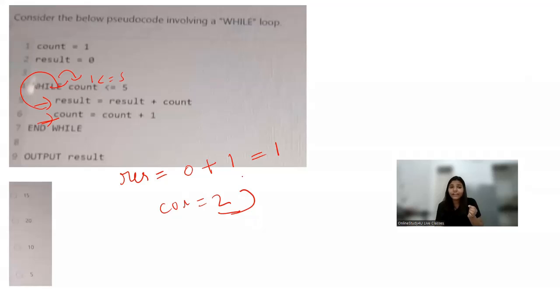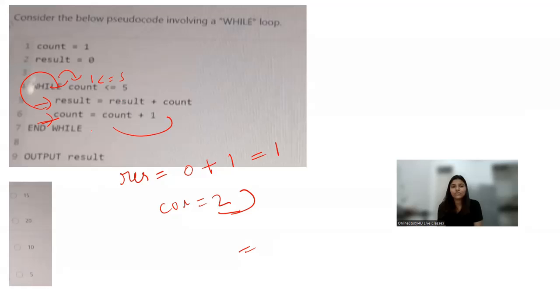That means it will be added into the result value. Again, next time when this count value will be incremented, it will become 3. Then in the next iteration, it will become 4. Then in the next iteration, it will become 5. Then in the next iteration, when it will become 6, this time the condition will be false.